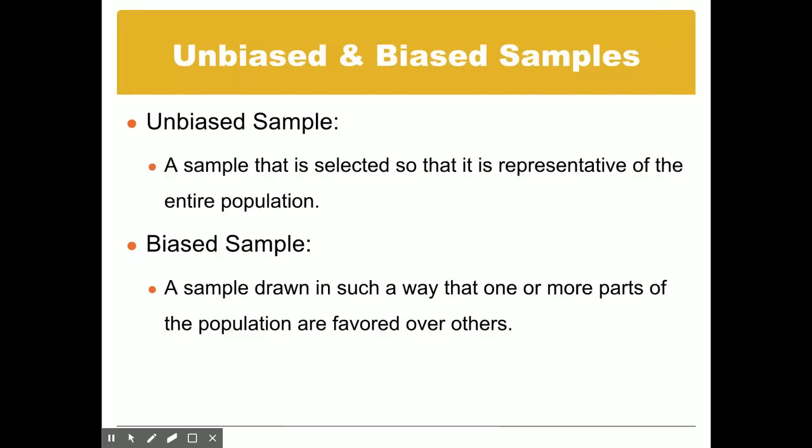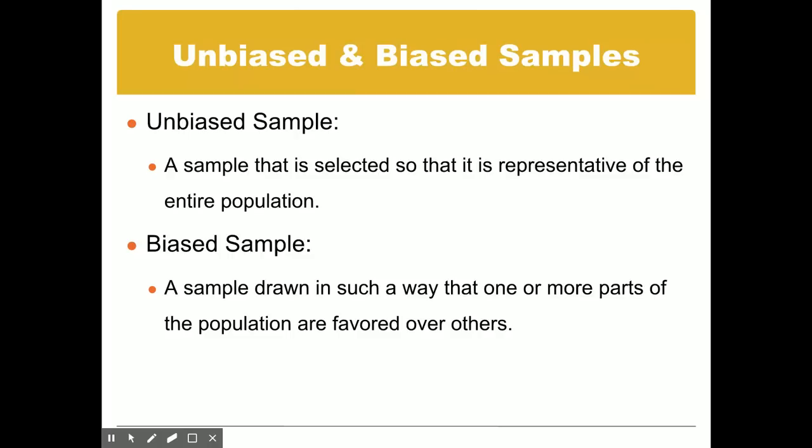Now, there are two types of samples. There's what's called an unbiased and a biased sample. Now, an unbiased sample states that it represents the entire population. There is not one thing that's being favored over another part. Whereas biased is favoring something. It's saying, oh, I'm favoring this individual or this group of people. And so we always want our surveys to be unbiased. We want to be able to represent the entire population with our small sample of people.